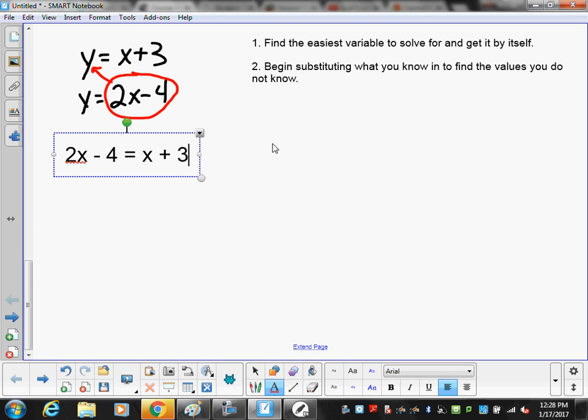Now, y'all going back to solving equations with just one variable, you have to get the variables together on the same side, and then you get the variable by itself. So in this problem, I need to move that x that's by itself on the right by subtracting it from the other side.